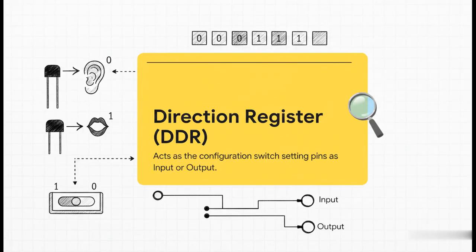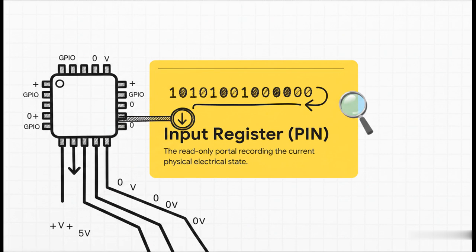First up is the direction register, or DDR. Think of this as your master configuration switch. Before you can do anything else, you have to tell the microcontroller what role a pin is going to play. Writing a binary 0 into this register sets the corresponding pin as an input, our listener. Writing a binary 1 sets it as an output, our driver. You've got to initialize this first, no exceptions. Once it's configured as an input, we use the pin register. This is your read-only portal. It acts like a live snapshot of the outside world.